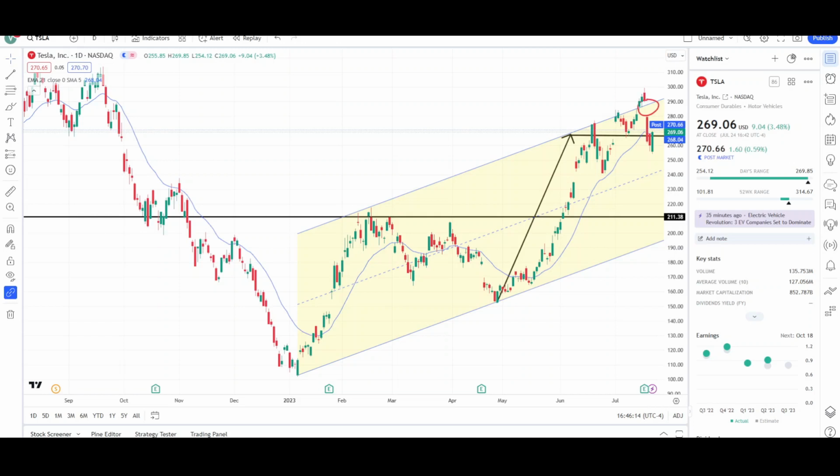So I'm trying something new. I'm just going to leave my drawings on the chart so you guys can see how the price action develops throughout the week around the drawings. So I'm going to leave the drawings on here for now.